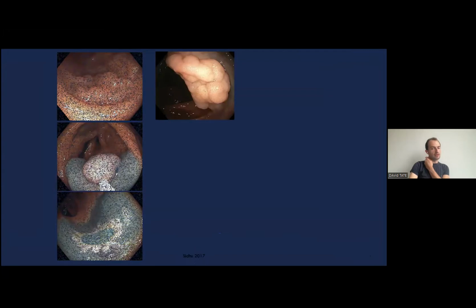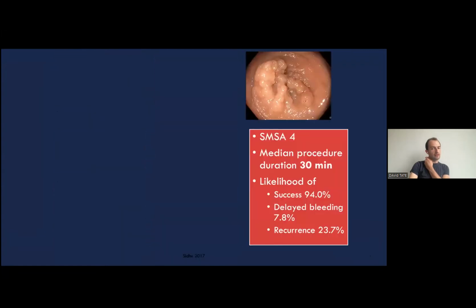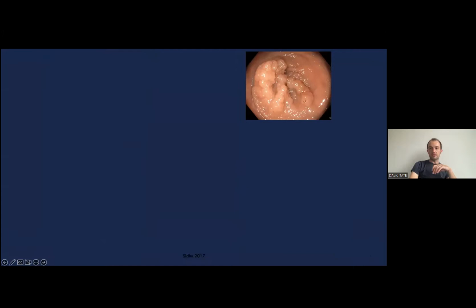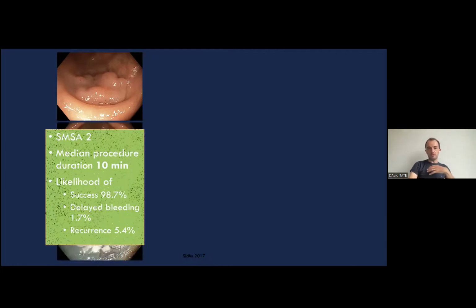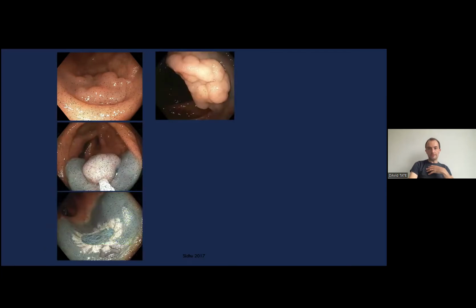And so you can see some examples here of the different types, and you can see that this polyp, SMSA4, would take experts a median duration of 30 minutes, likelihood of success 94%, delayed bleeding 7.8%, recurrence 23.7%. And then look at the SMSA2 lesion: it takes them 10 minutes, very high likelihood of success, very low delayed bleeding rates, and recurrence rates almost 4-fold less. So this is to impress upon you that it's not necessarily that that lesion is going to take you 10 minutes, but even amongst experts, the SMSA score predicts how well polypectomy outcomes go. And so therefore, out in the community, almost certainly, that is even more predictive.